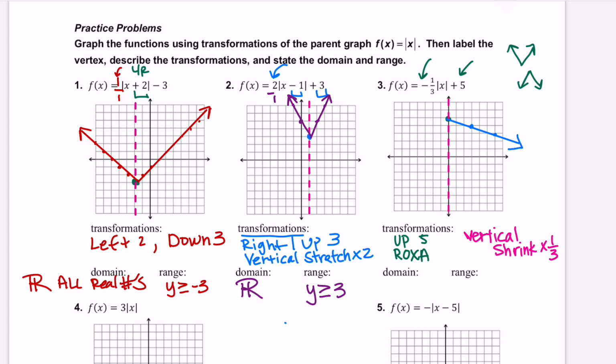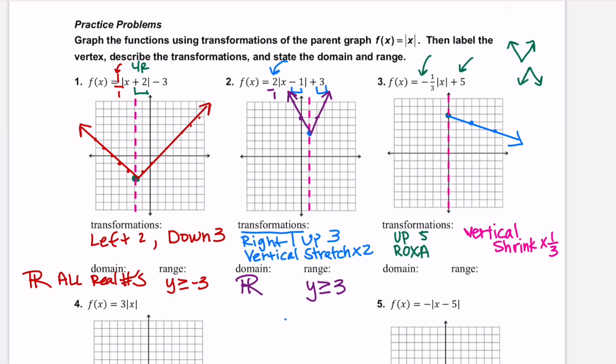And now this slope has to be on the right-hand side of the graph. You can't put it on the left because the left-hand side is going to be reflected from the right-hand side. Our domain is always all real numbers. Our range, this time where it's going down, the highest point is going to be 5. So the y has to be less than or equal to 5 because it's going down.